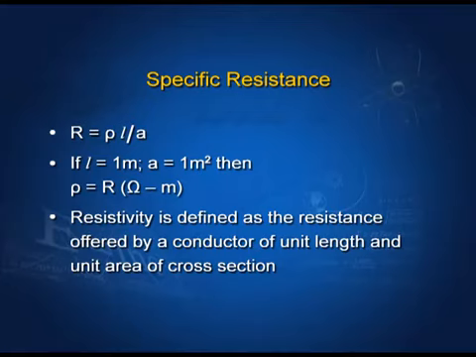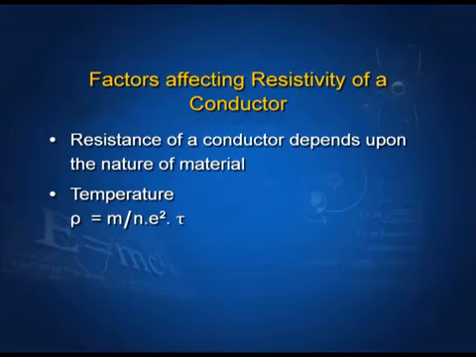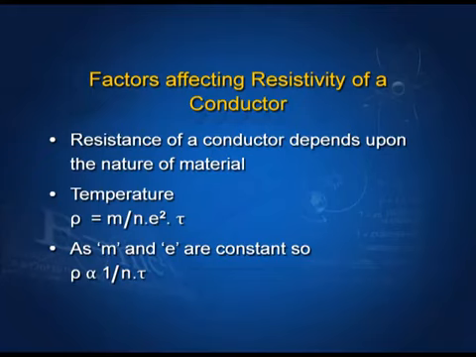Factors affecting the resistivity of a conductor. As we know, resistivity rho equals m upon n e square tau. Here m and e are constant. So, we get resistivity is inversely proportional to n and tau.